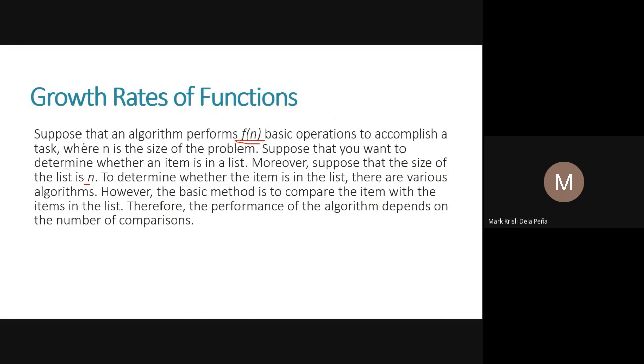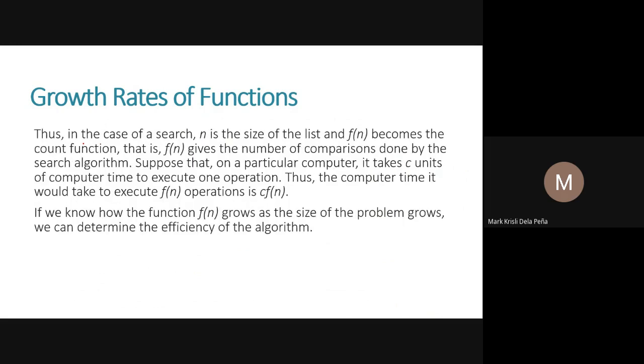So the performance of the algorithm will depend on the number of comparisons performed. In the case of a search, as I have told you earlier, n is the size of the list and f of n becomes the count function. That is, f of n gives us the number of comparisons or operations done by the search algorithm.